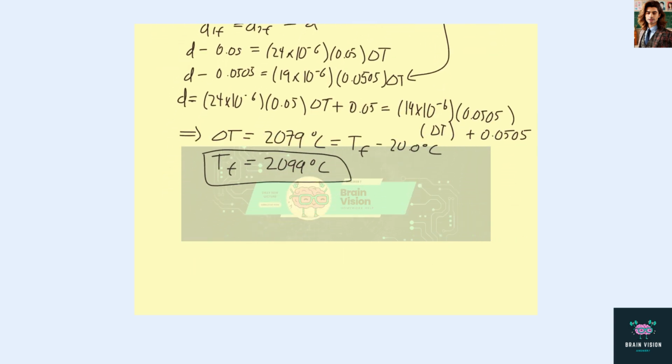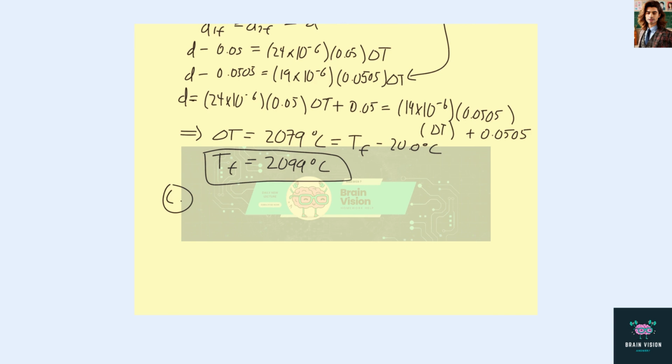Now, in part C, it asks us if this is possible. If you look in the table in your book, you should find that actually aluminum would have definitely melted by this point. It's too hot, so definitely look that up to make sure.